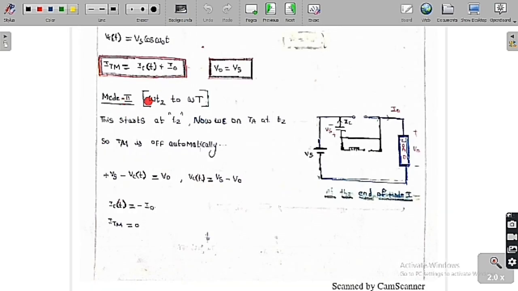Now we are going to discuss the mode 2 operation. The mode 2 operation is from omega t2 to some omega into capital T.